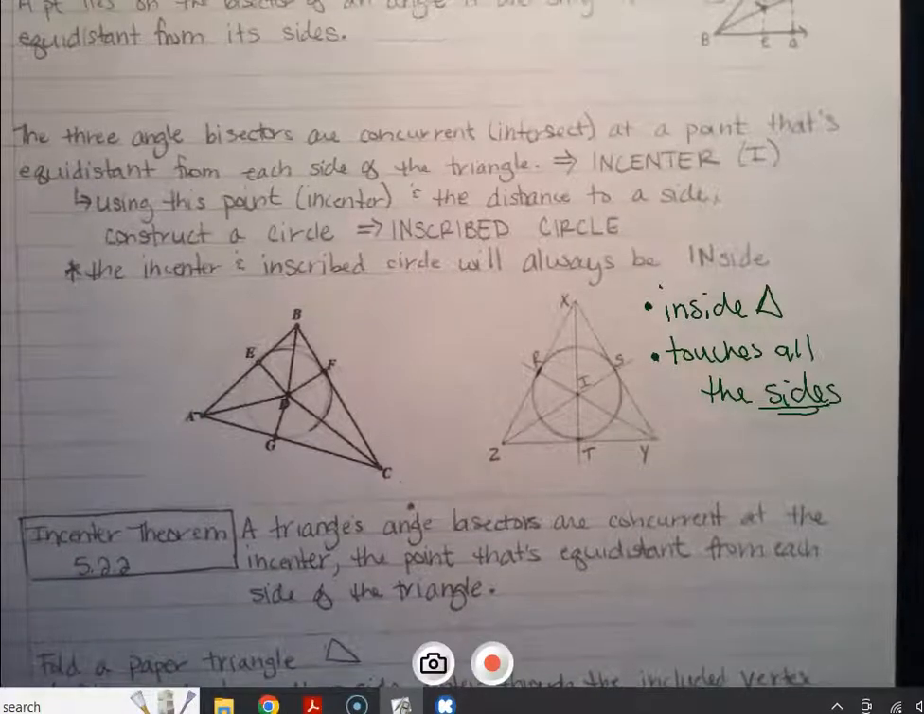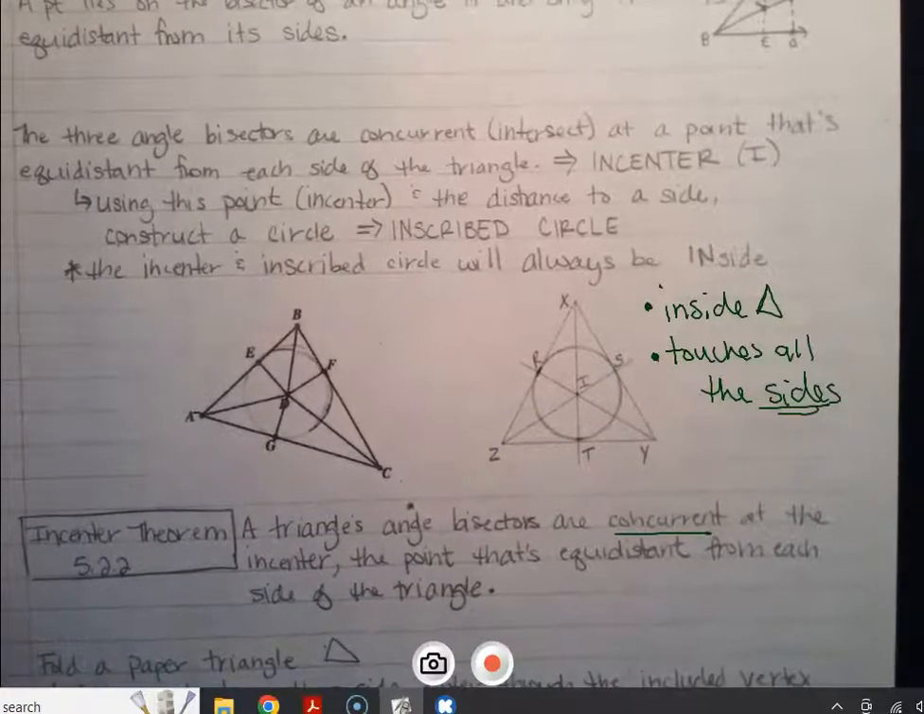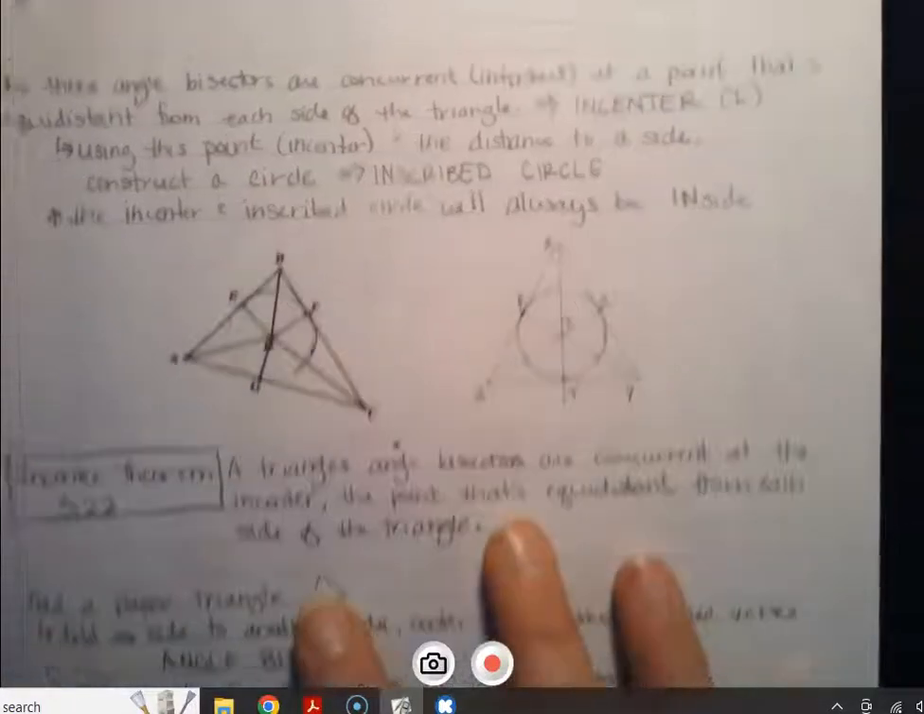Okay. Then let's look at this incenter theorem. A triangle's angle bisectors are concurrent, so they're intersecting at the incenter, the point that's equidistant from each side of the triangle. So we're really just restating over and over what I've already said. All right, I want you to get one of your triangles out. We're going to do some paper folding today to get the incenter, because I'm hoping that actually doing it helps us understand how they're different.